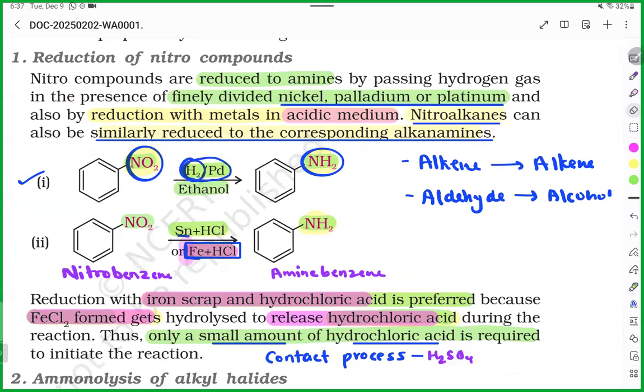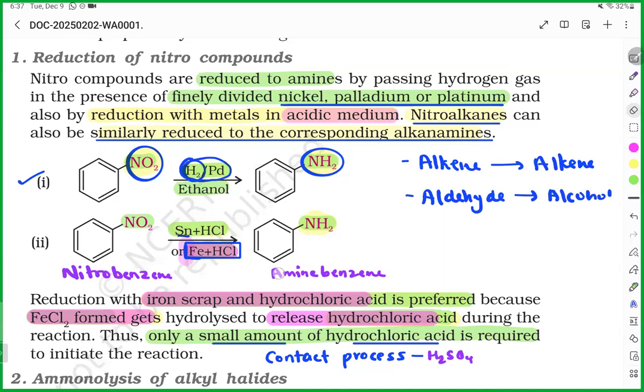The answer is nitro is always prefix. Amine could be prefix or suffix depending upon the priority list in organic chemistry. But if it is alone, it is always suffix, amine.